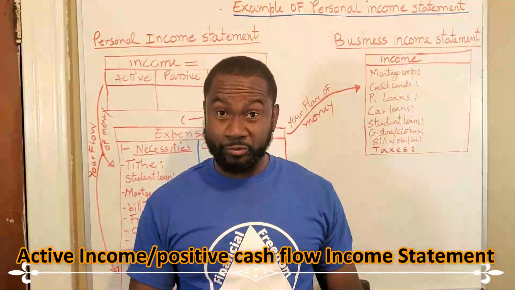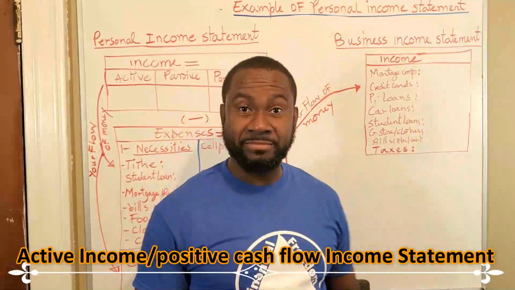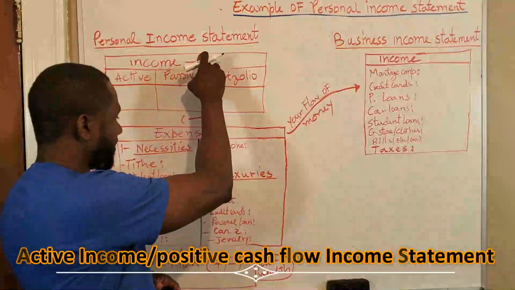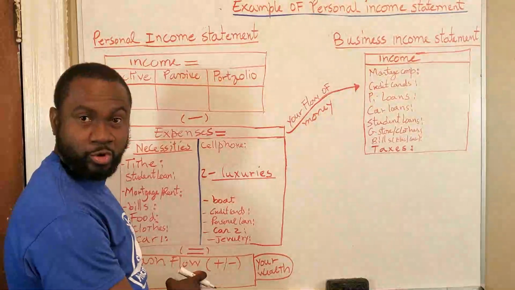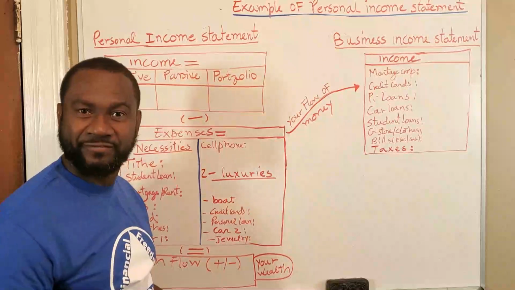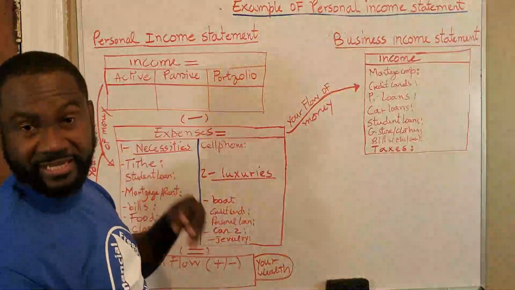A quick review. We know an income statement has three parts in it: the income, the expenses, and the cash flow, or they call it net income. What's left after all the expenses are paid.